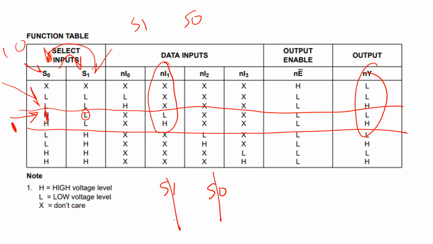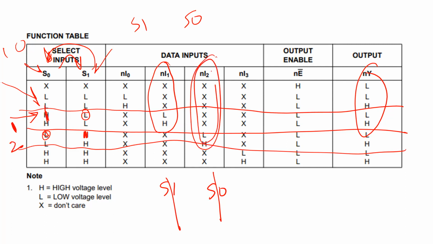Anyway, now in the most significant, I put 1, and in the least significant, I put 0. So that means this is number 2. So I'm going to connect number 2 to the output. You see here, I'm going to connect the number 2 to the output. Same thing in case of high, high. High and high, that means it's 1 and 1, which is actually number 3.